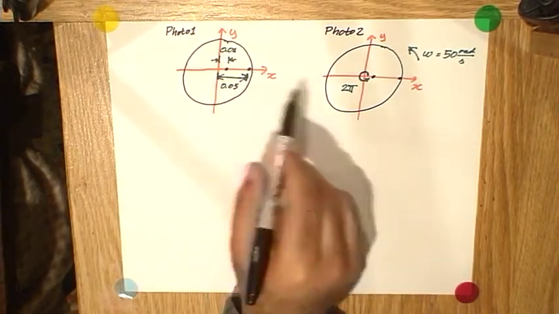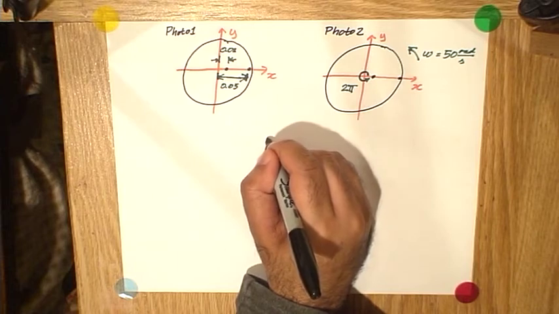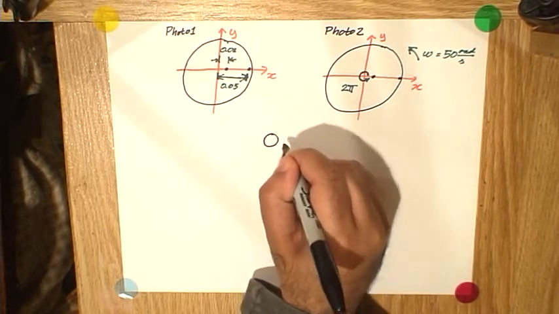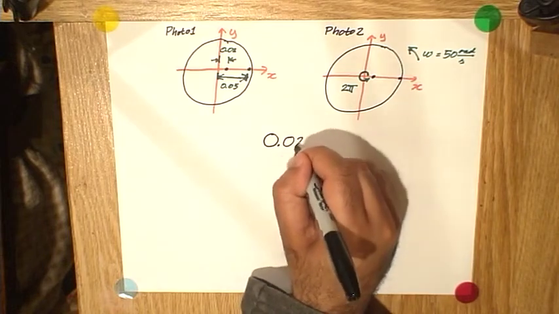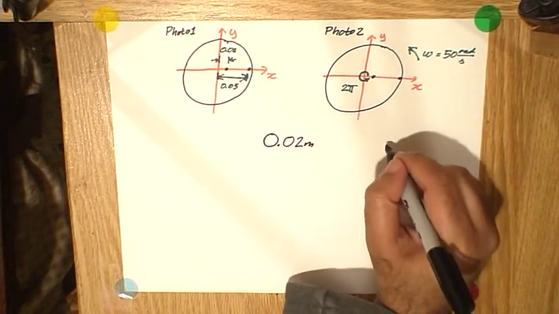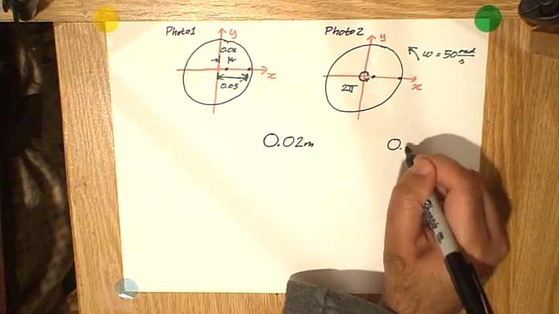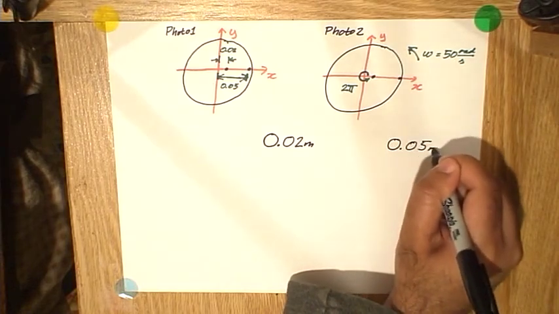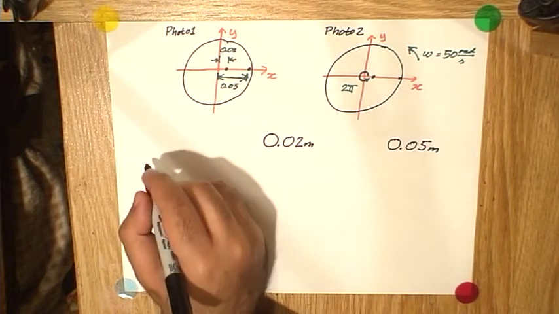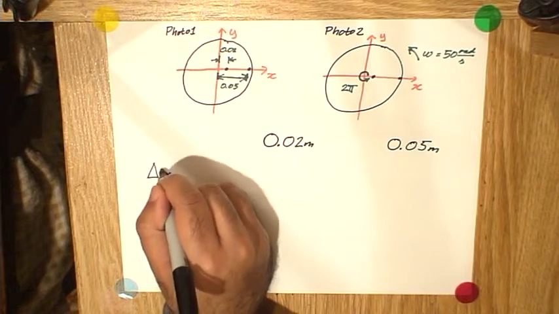So because we have two different stickers that we're dealing with, I'm going to create a table. I'm going to deal with the 0.02 meter sticker, that is the inner sticker, in the first column. I'm going to deal with the outer sticker, that is the 0.05 meter sticker, in the second column. Now, we can find the linear displacement.